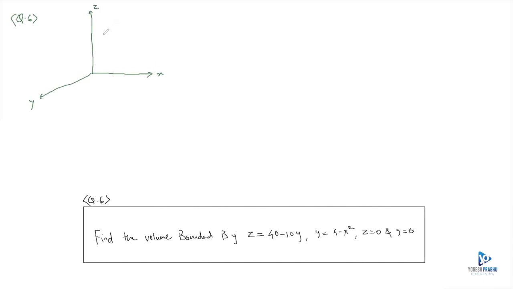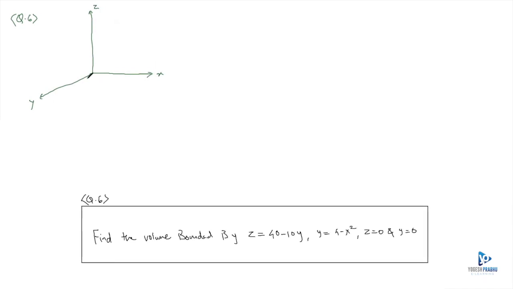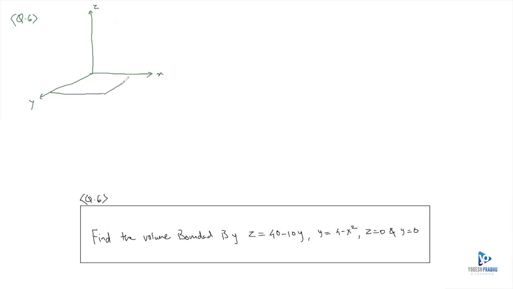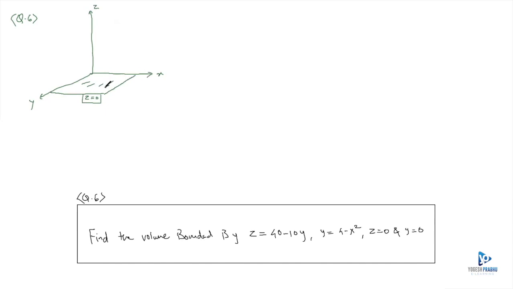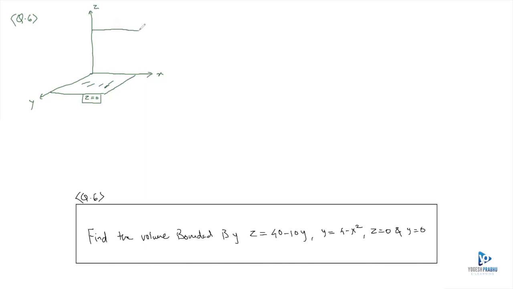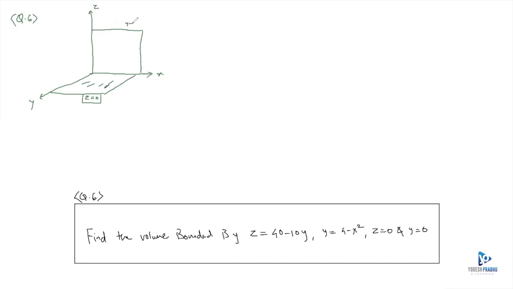This is x, this is y, and this is z. Look at the one that is z equals 0, right? Do you know what is z equals 0? This one is z equals 0. Let me write its label over here. That's z equals 0. Z equals 0 is this plane. And y equals 0 is? Right there. This is y equals 0, right? Yes.